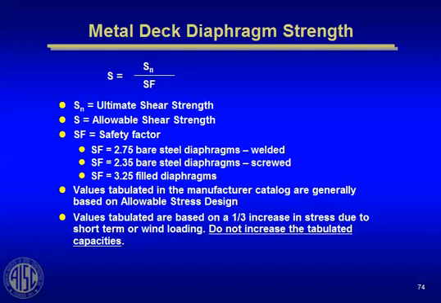Anyway, to give you an idea, the safety factors are pretty healthy. They range from 2.75 all the way up to 3.25, depending on whether it's welded or screwed or a filled diaphragm. Safety factors are kind of high in recognition of the scatter of the test results. Remember also in that underlined note we have here that sometimes the catalog strengths are already increased by 1/3 under ASD for wind, and so you don't want to take that increase twice. Be careful to read the fine print.